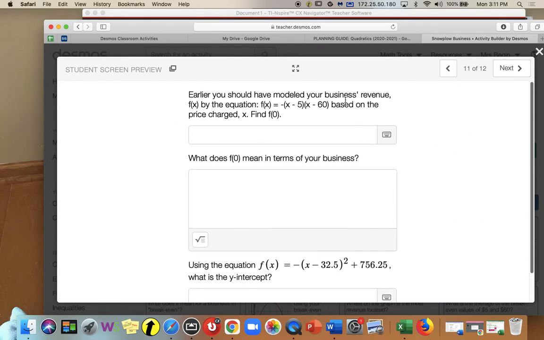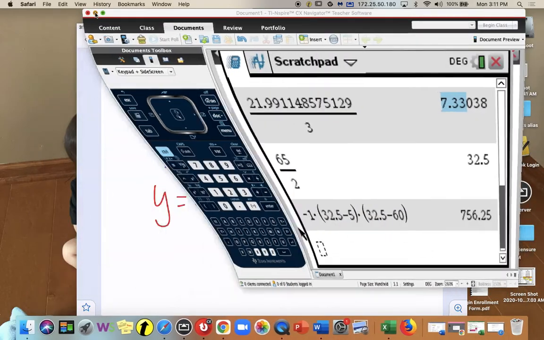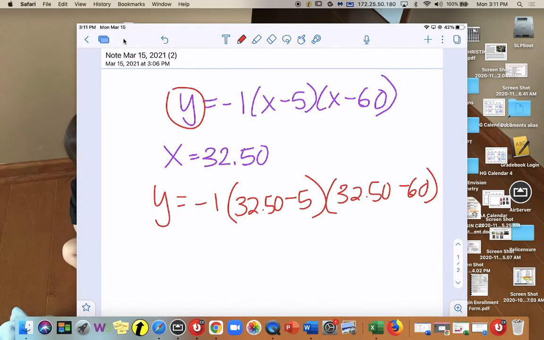Earlier, you should have modeled your business's revenue with this equation. So this was slide 6. Based on the price charged, find f of 0. So this is saying if you charge $0, how much would you make? So you charge $0, or you shovel the driveway for free. How much does it cost you? And if we're mathematically going to do that, here's what it looks like. So it's the same equation. Let me just erase this.